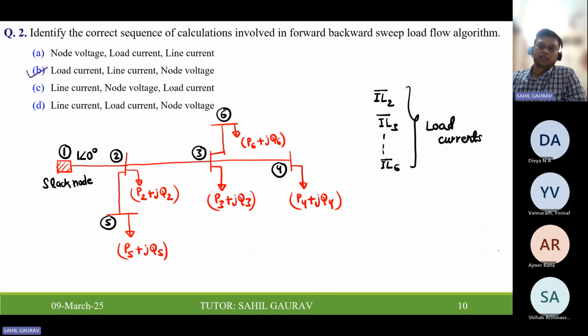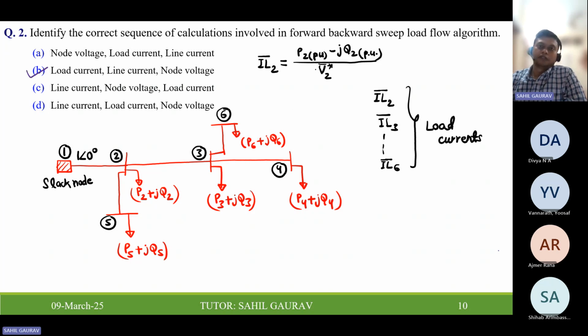And load current is simple. If you want to find the IL2, then for some iteration, you can write P2 per unit minus jQ2 per unit upon this V2 conjugate.